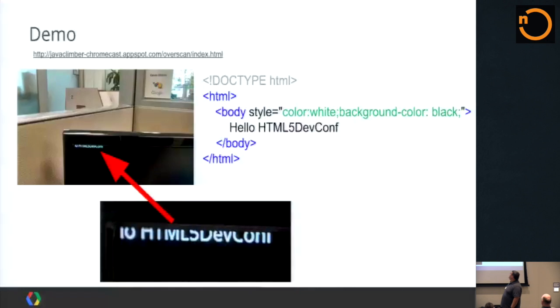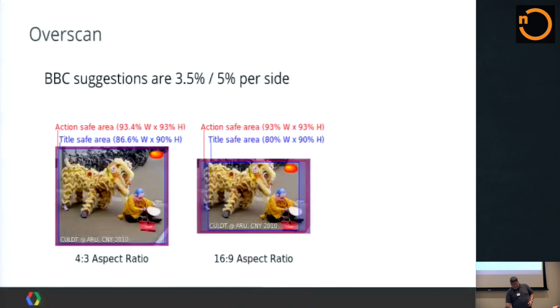Another thing I'll point out is that Chromecast defaults the background to black. Even though I said the background should be black, it defaults to black. So you basically should set your color to white. Otherwise, if you just try to throw some messages up there, you're not going to be able to read them because it's going to be black text on a black background.